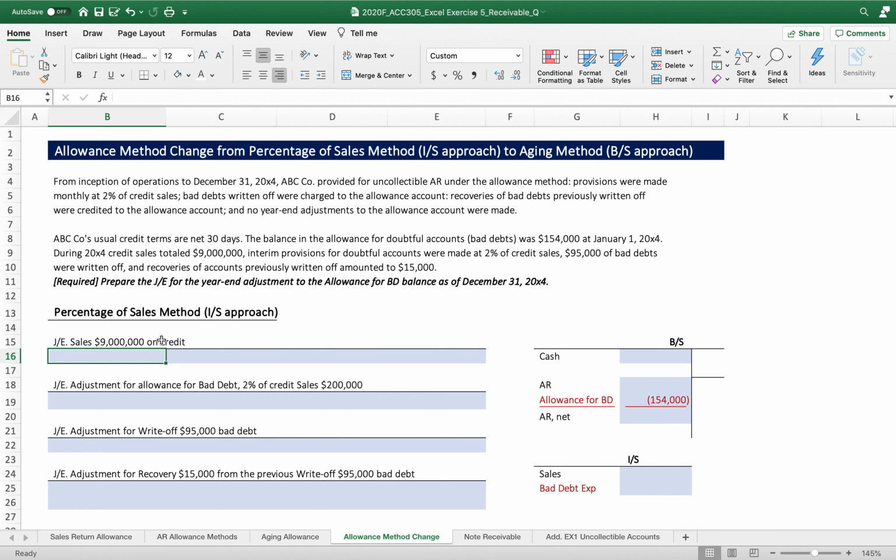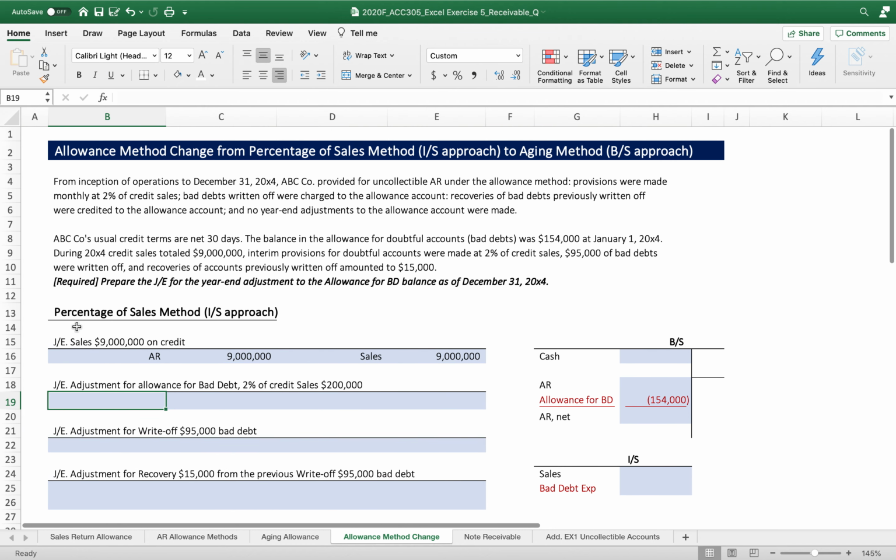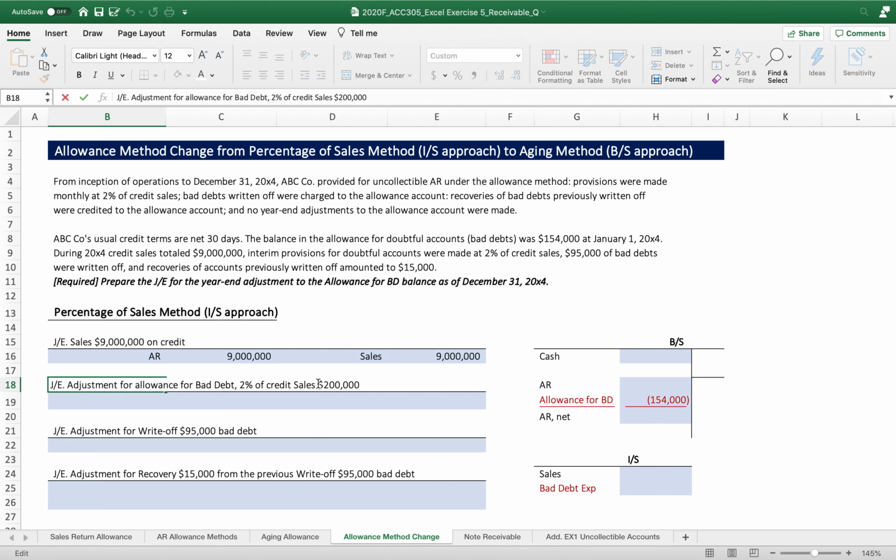So let's start this journal entry. Sales of $9 million on credit. So AR $9 million, cash to receive, and credit sales $9 million. And then because we have the allowance policy of 2% of credit sales, that should be recorded. What's that? The adjustment for allowance of bad debt is 2% of credit sales, not 2 million, 9 million. Sorry.